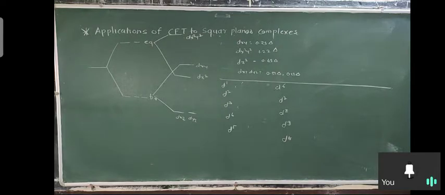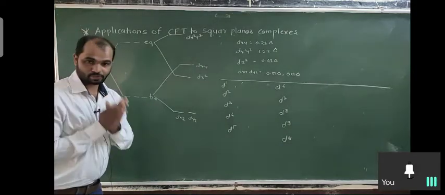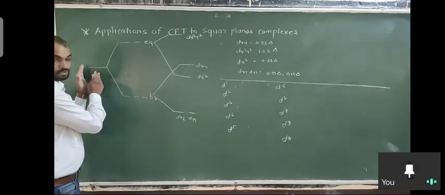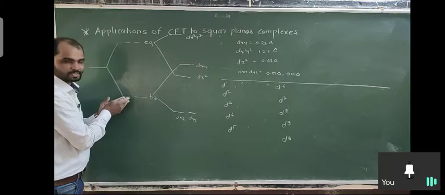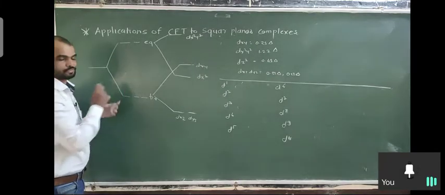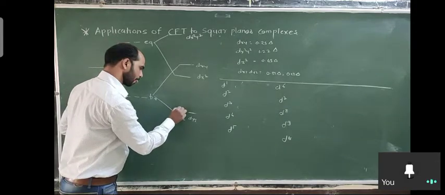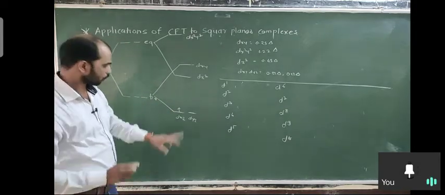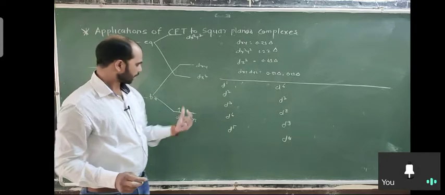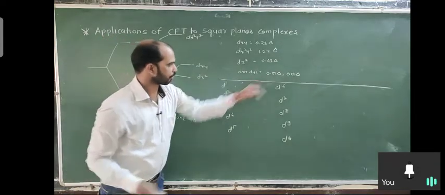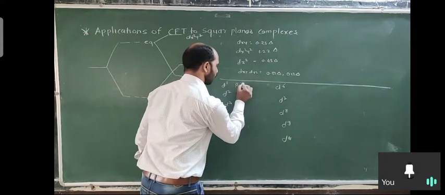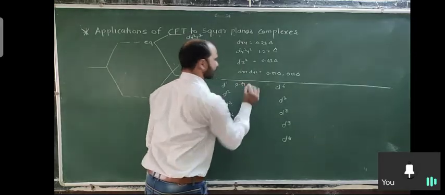So CFSE is given in a table in the book, so you can refer to it. If there is one electron in d, the first electron enters here. Don't think about where the electron is. Simply, the first electron is here. So what is the energy for dxz? It is 0.51, so for d1 the energy is 0.51 delta.